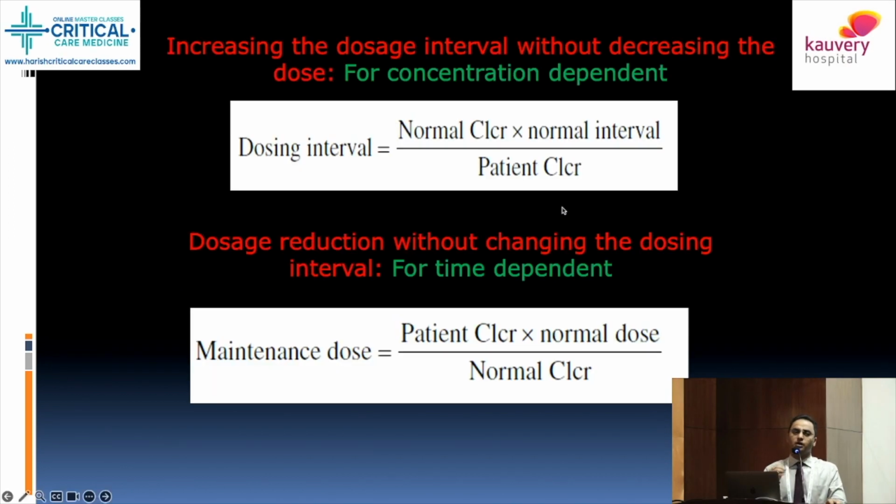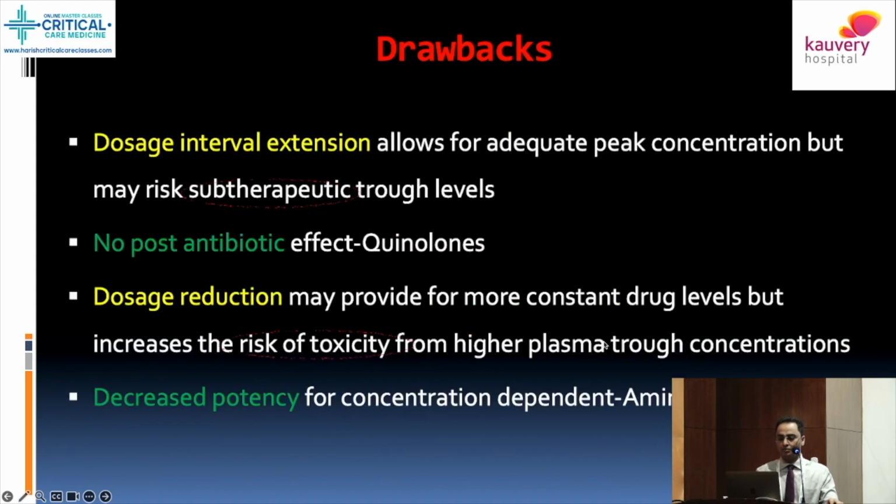There are some defined formulas. The dosing interval we can adjust by this formula: normal creatinine clearance into normal interval divided by patient creatinine clearance. That way we can adjust the dosing. Maintenance dosage, you can decrease by using this formula: patient creatinine clearance into normal dosage divided by the normal creatinine clearance. But each one has its own drawback.